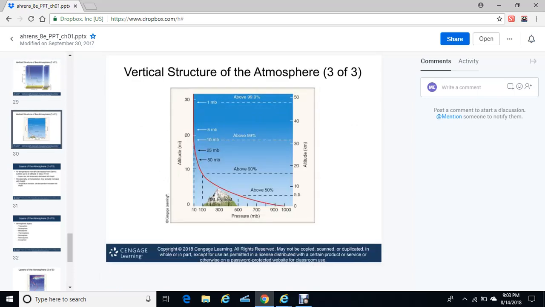Here's a look at the vertical structure of the atmosphere, showing you again how temperature changes. That red line is actually the pressure. That's just showing you how pressure decreases with height. We're referencing Mount Everest at this particular point. The percentages are there to show you that 50% of the atmosphere's pressure is contained below 5.5 kilometers. And then 90% is basically from about 17 kilometers down. You get above that and the atmosphere really thins out.